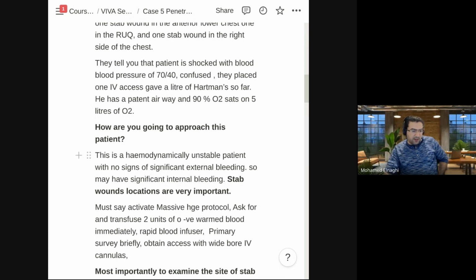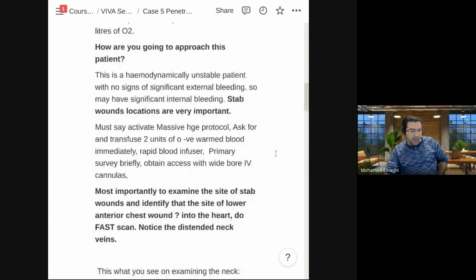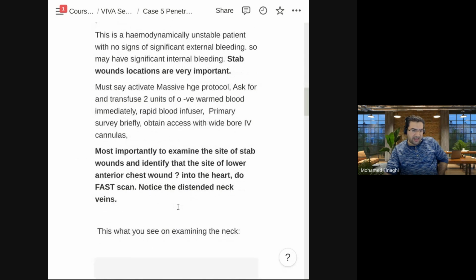Okay, so you've done the primary survey briefly. You obtained IV access. You activated the massive transfusion protocol. You transfused the patient. You gave the patient 2 units of O negative blood because you think the patient is bleeding. And most importantly, you examined the stab wounds and identified where they are. So you think this anterior stab wound may have gone into the heart. I will just show you the examination findings now.